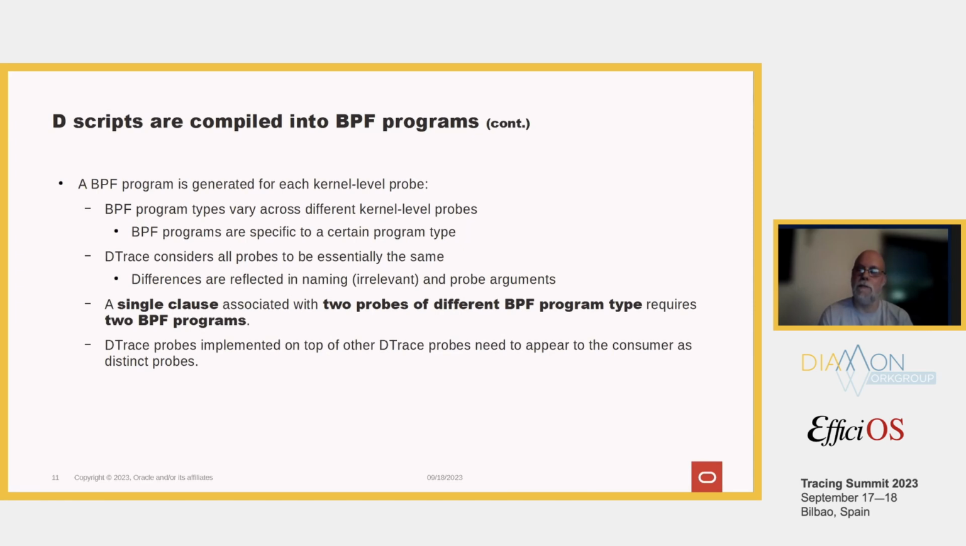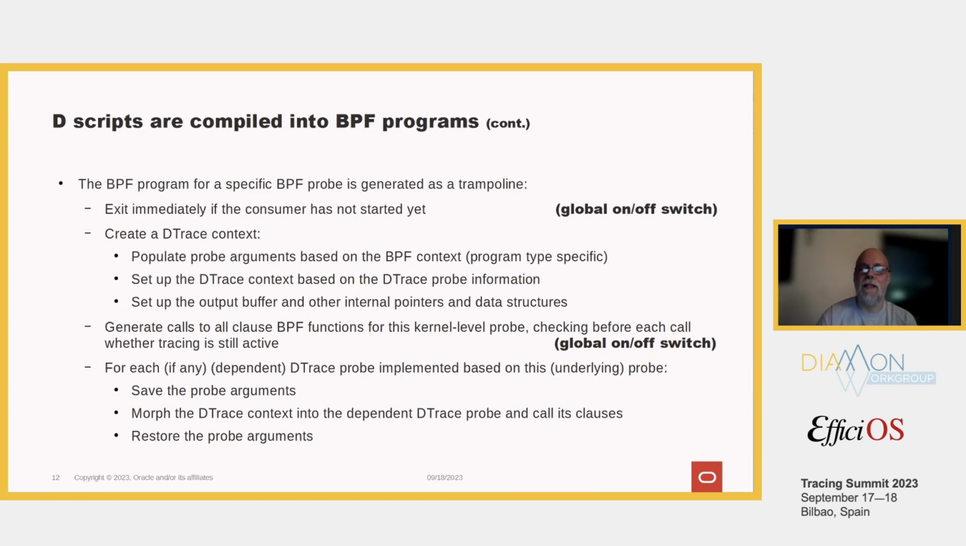So a piece of code is being generated based on this generic probe concept. And so we had to figure out a way to make this possible where we could have code that is essentially compiled literally once, but can be associated with different probes to therefore be part of different program types. And that creates some complexities. So what we have done is that the BPF program that is being associated with the probes is essentially generated as a trampoline. So first of all, we have this global on-off switch built in, which is very important for DTrace.